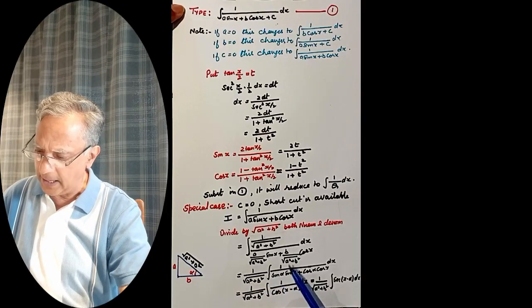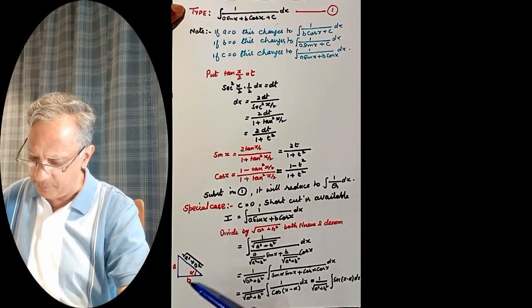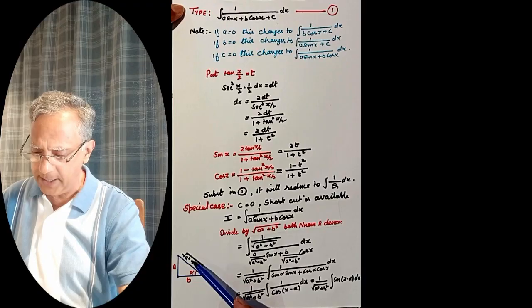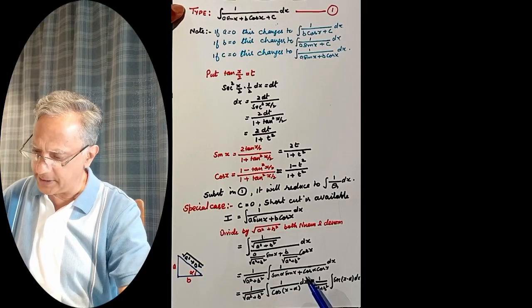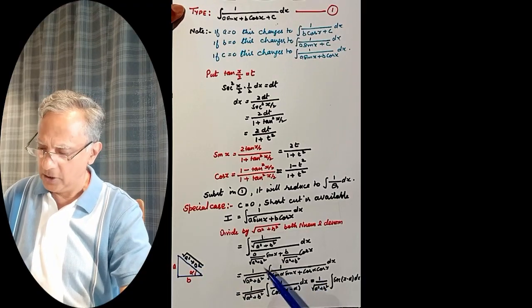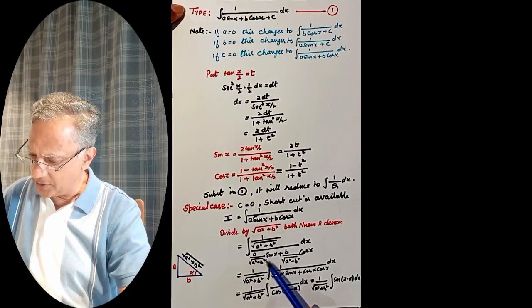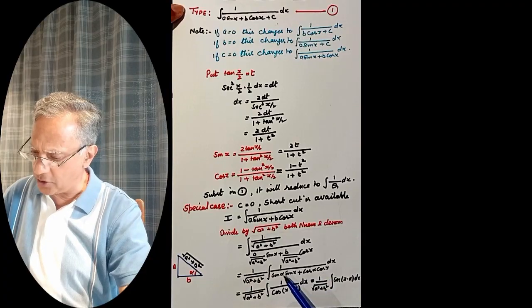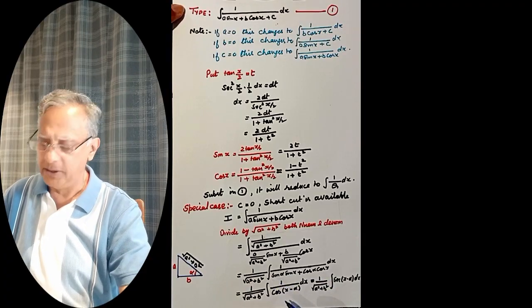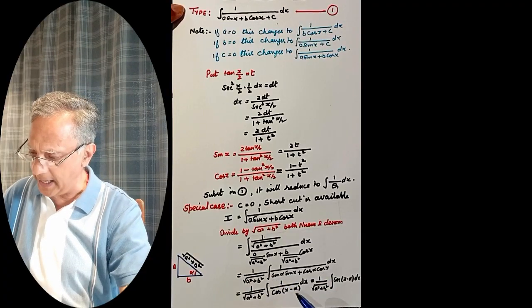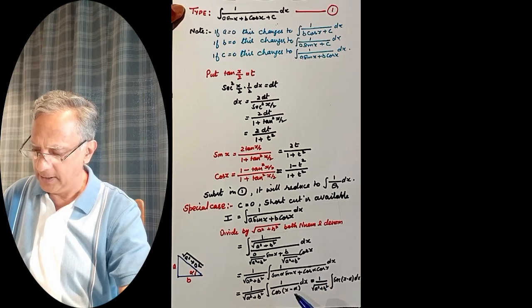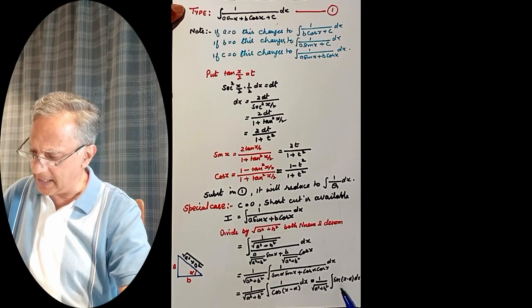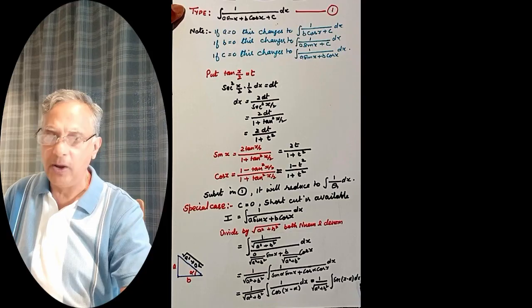Sine of alpha, and b over under root this, base over hypotenuse. This is cos of alpha. So we can write this as sine alpha sine x plus cos alpha cos x. So this becomes cos A cos B plus sine A sine B. That is cos(A minus B). That is cos(x minus alpha) dx. And this can be written as secant(x minus alpha) dx.